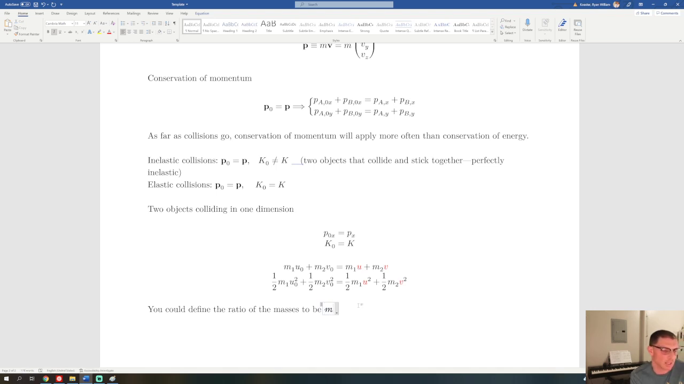So I'm going to keep going with this, and you can tell me if that's clear or not. We could do this little algebraic trick where I kind of want to get rid of the masses, but they're different. So how do I do that? The answer is, we just think about the ratio of the masses.